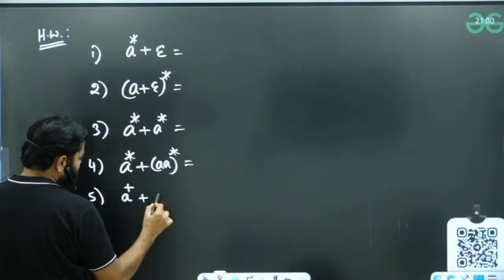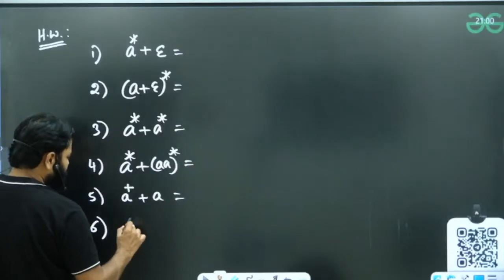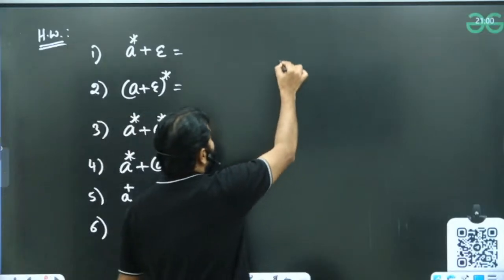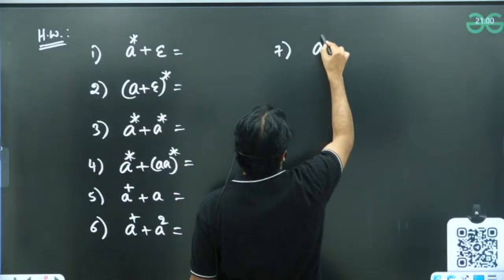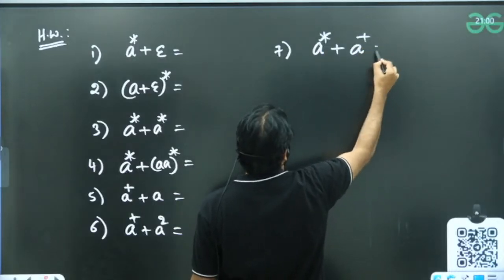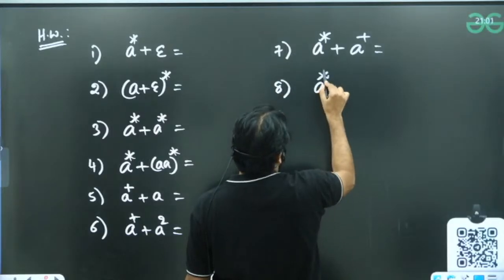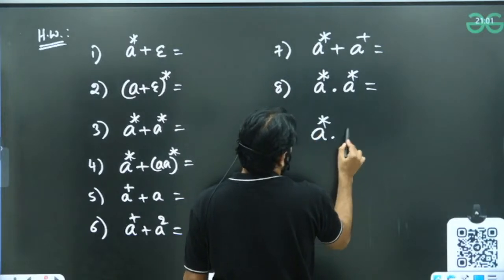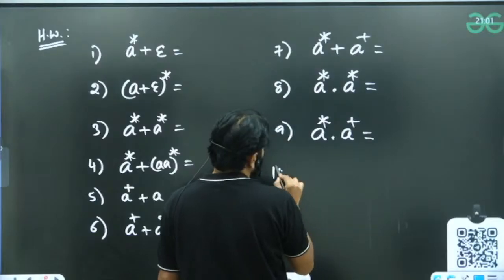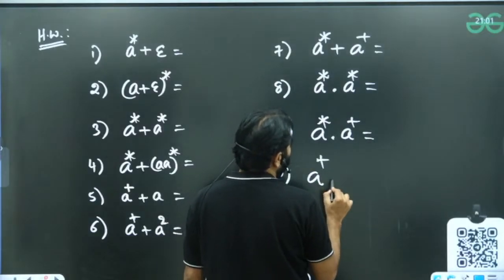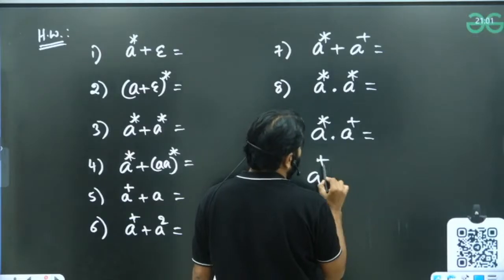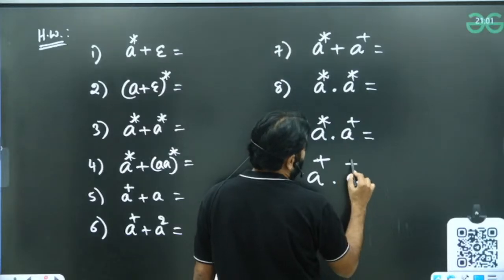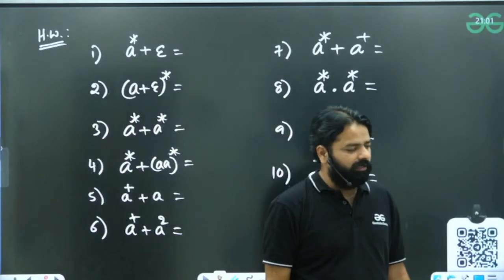A plus plus A plus A square. Ten questions I'll provide, try to answer. A star union A plus. A star dot A star. A star dot A plus. Ten: A star A plus dot A plus. Okay, just do all these ten questions, and we'll meet in the next session.